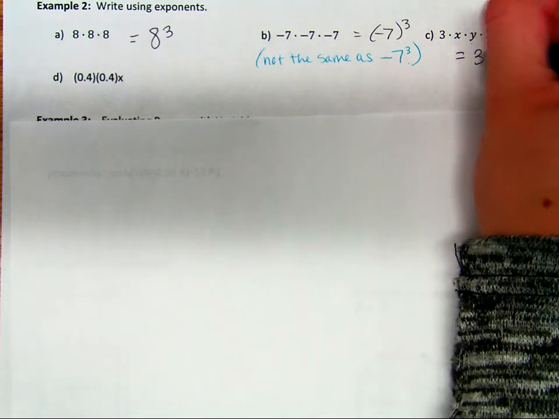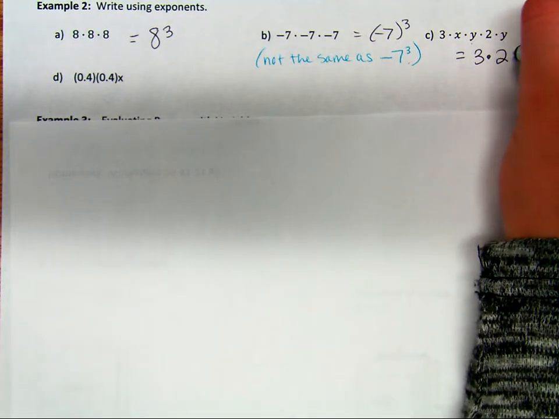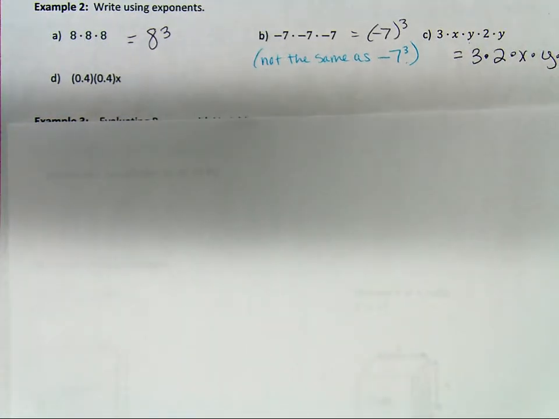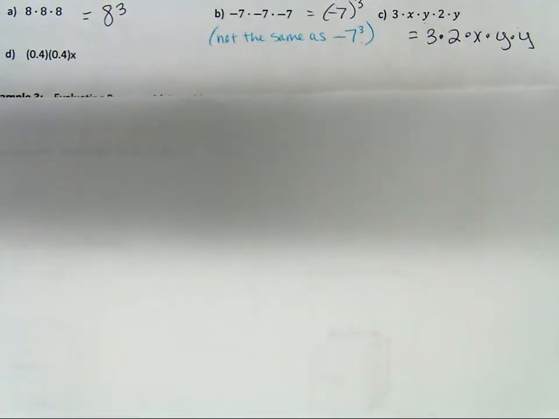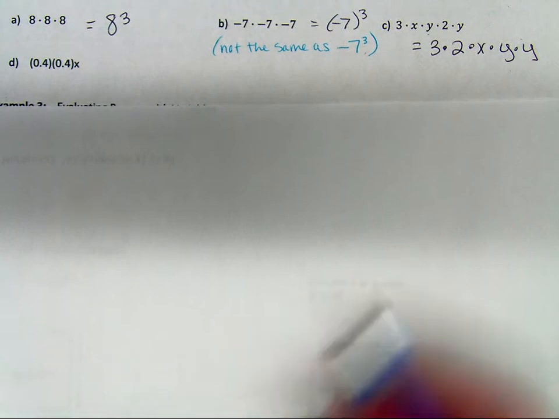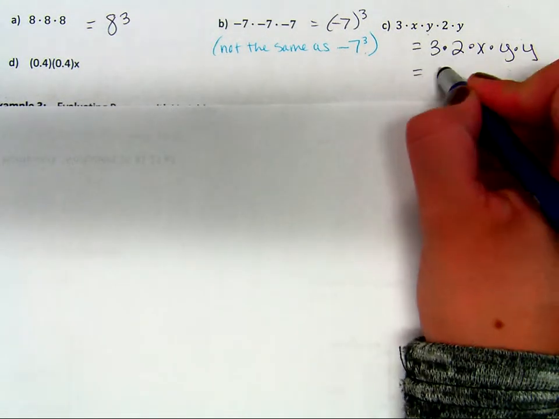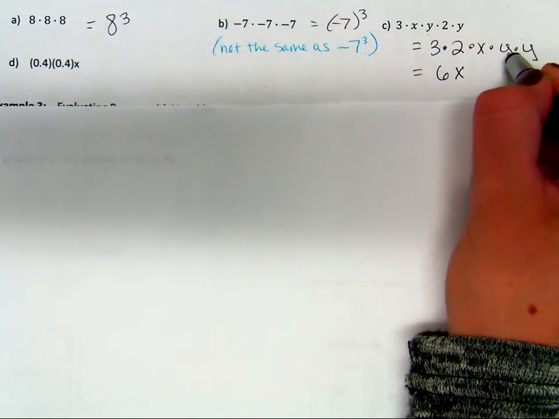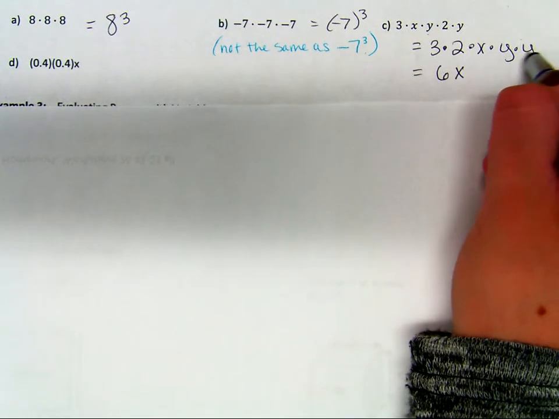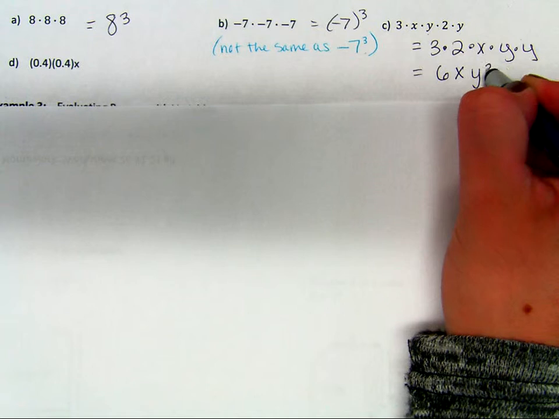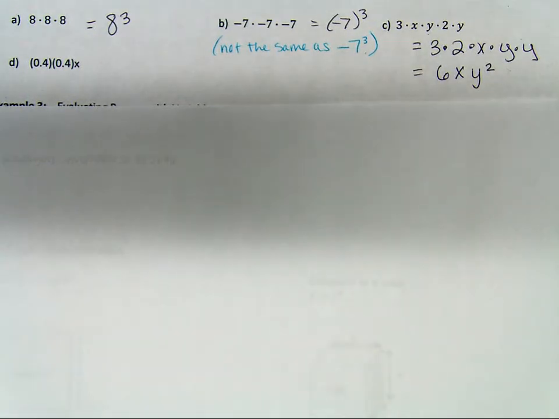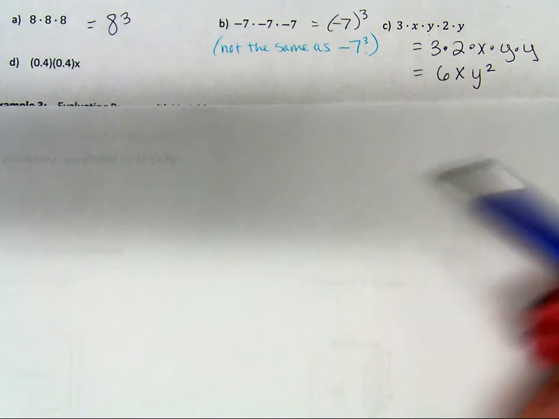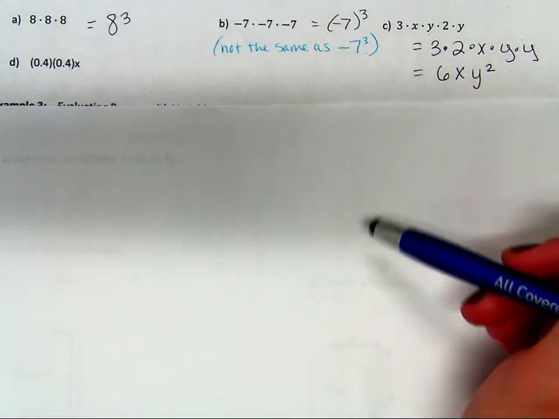I'm going to put the numbers together, and then I'll put the x and the y's next to each other, just so we can more easily see it. I just rearranged things. I used the commutative property of multiplication there. And then 3 times 2 is 6. x is just x. y times y, y multiplied with itself 2 times, is y squared. I'm going to write that as y squared. And they're right next to each other, so that just means multiplication. So I just condensed that, and I wrote it using exponents.